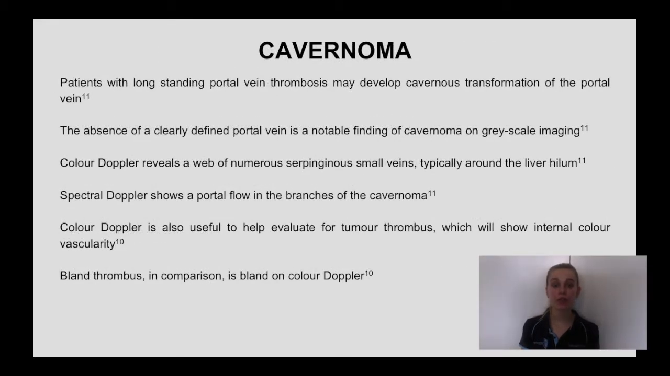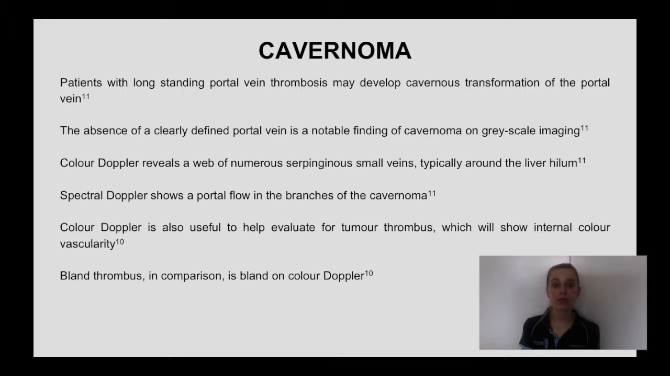Patients with long-standing portal vein thrombosis may develop collateral flow into the liver via a lace-like network of veins. This is known as cavernous transformation of the portal vein, or cavernoma. The absence of a clearly defined portal vein is a notable finding of cavernoma on grayscale imaging. Colour Doppler reveals a web of numerous serpiginous small veins, typically around the liver hilum.